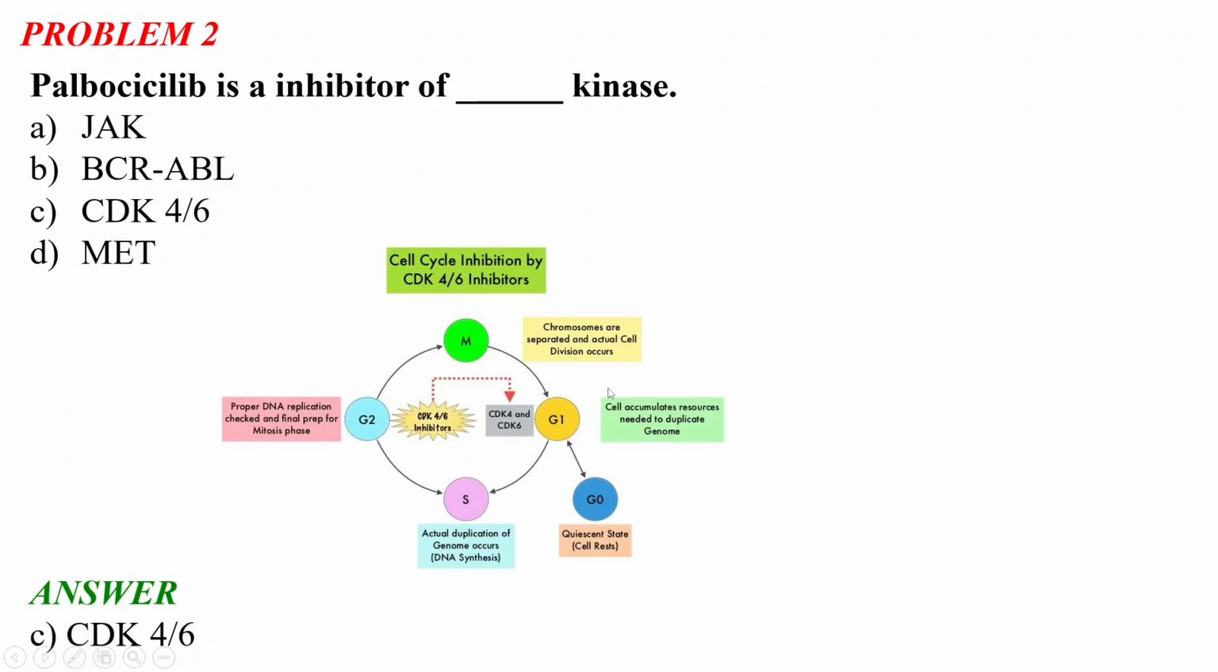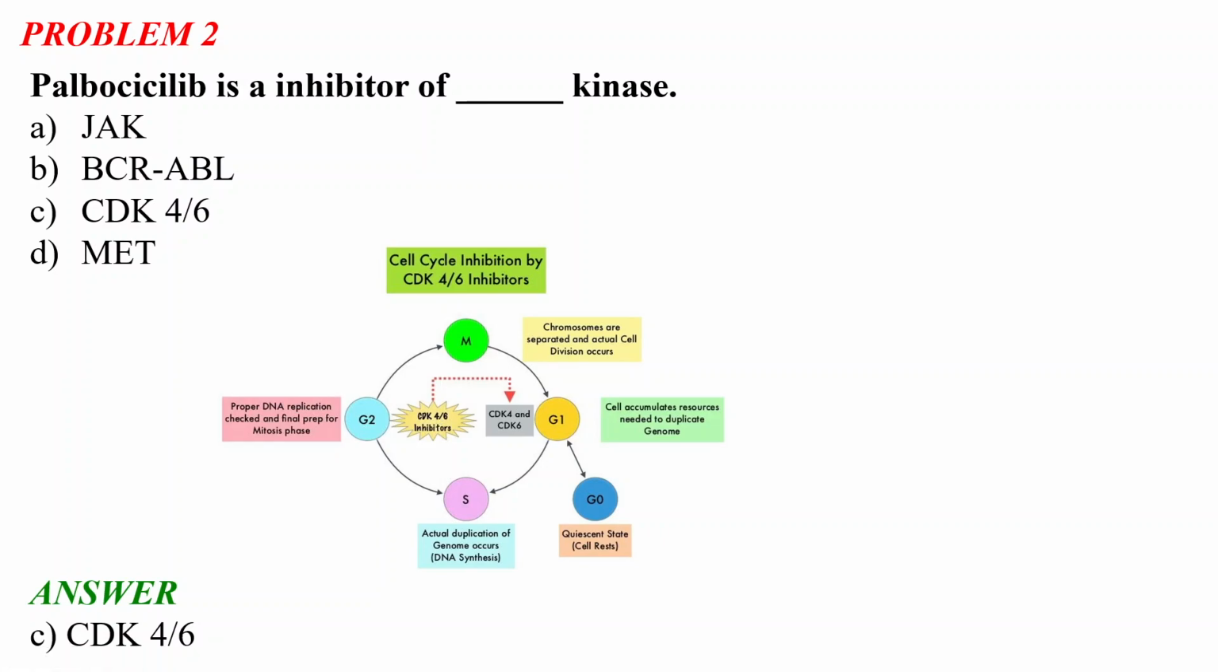Then if it is ready enough, it will be sent to the S phase, or synthesis phase, where the actual duplication of the genome occurs, meaning DNA synthesis occurs. And if it is ready enough, it will go to the G2 state, where proper DNA replication is checked and final preparations for the M phase, mitosis, are made. At the end of the cell cycle, in the M phase, the chromosomes are separated and the actual cell division happens.